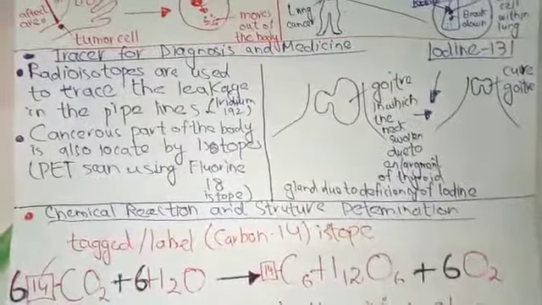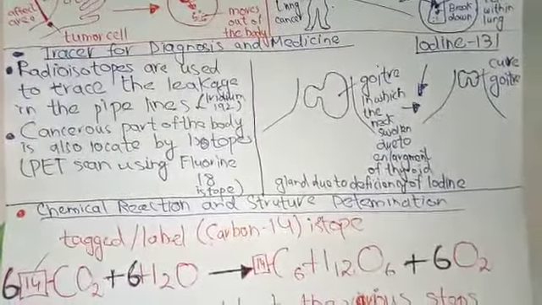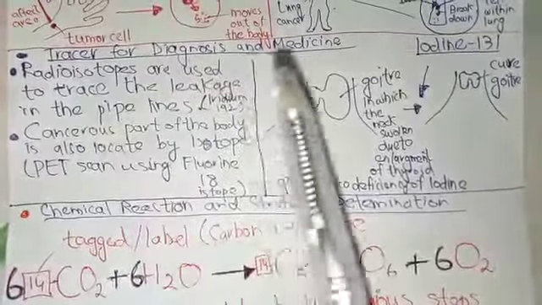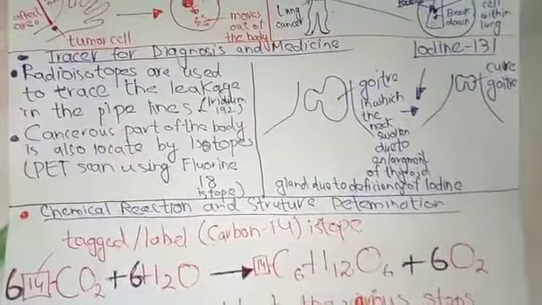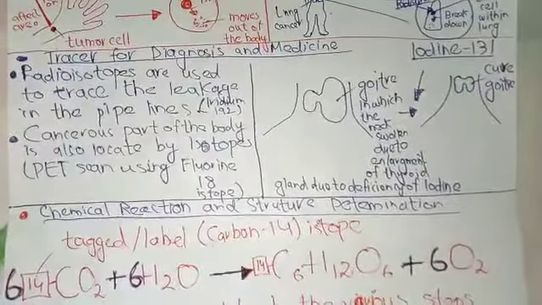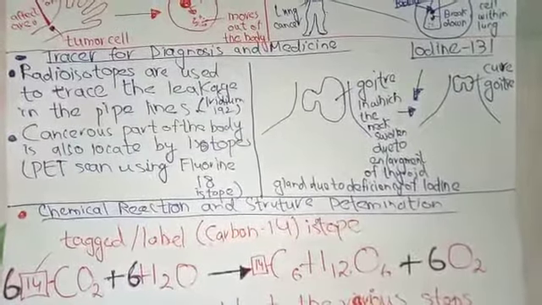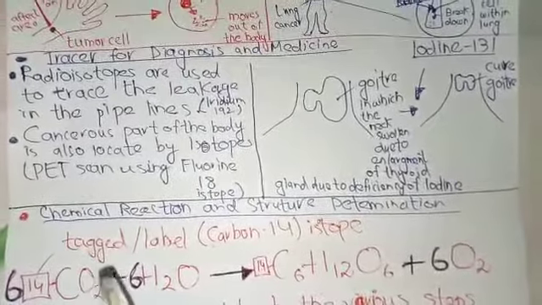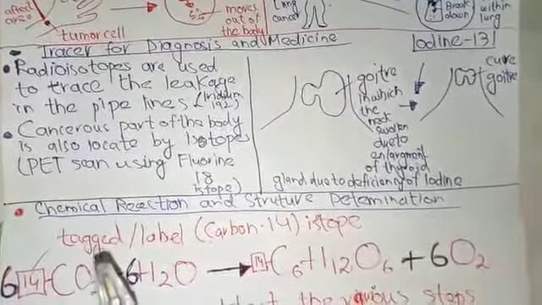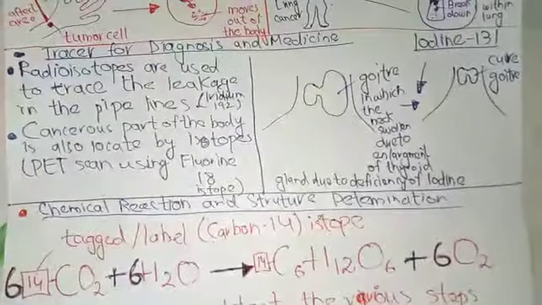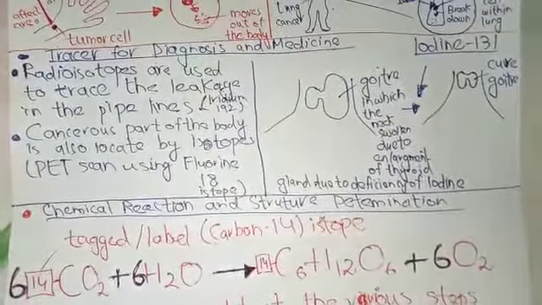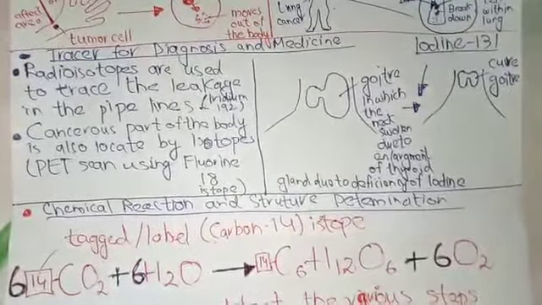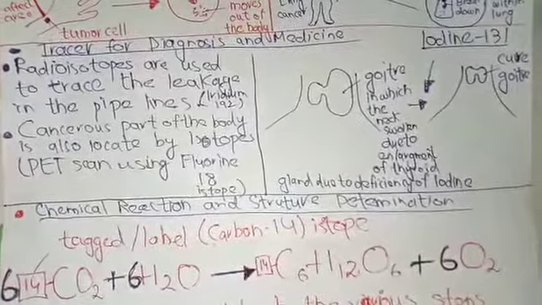Ninth class, now here we will talk about another use of the radioactive isotope, that is tracer for the diagnosis and the medicine. So class, radioactive isotopes actually act as a tracer. Now the question is how the radioactive isotope acts as a tracer. Now class, here we will quote two examples in which cases the radioactive isotopes act as a tracer.